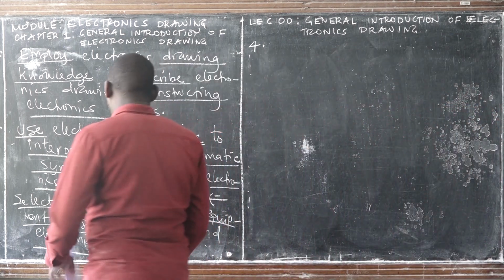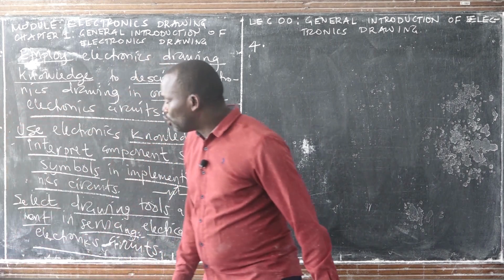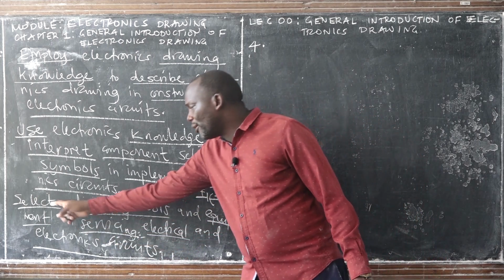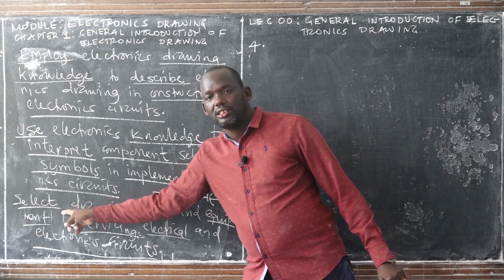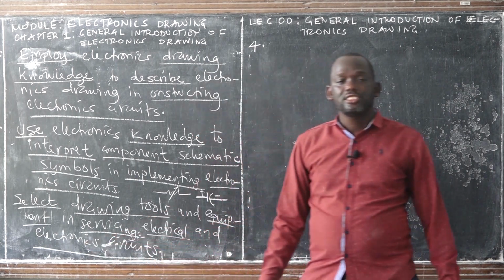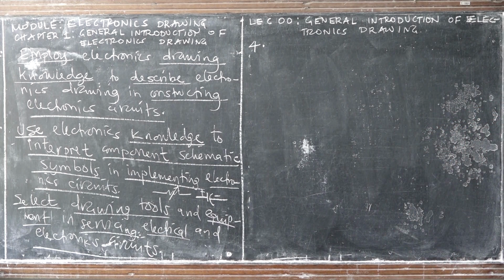So listen, stop writing, look and listen. A student should be able to select drawing tools. A student should be able to select drawing equipments. Why? In order to service electrical and electronics circuits. Hello, what are you talking about? You are looking at what? Drawing tools. I know what you have been talking about.